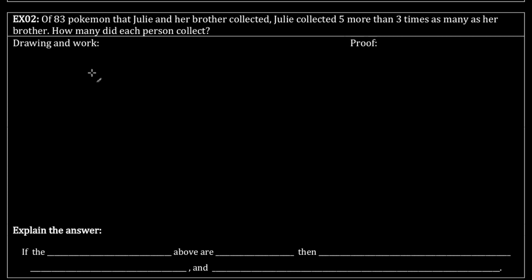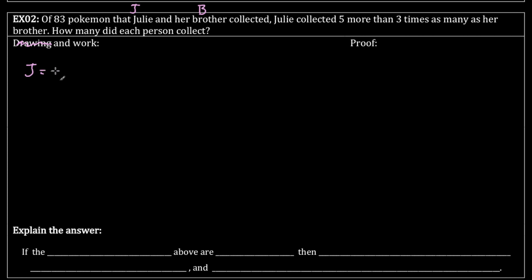Alright, of 83 Pokemon that Julie and her brother collected, Julie collected 5 more than 3 times as many as her brother. How many did each person collect? Okay, remember, no drawing. So, 83 Pokemon that Julie and her brother collected. We're talking about Julie and her brother, more specifically the number of Pokemon they collected.